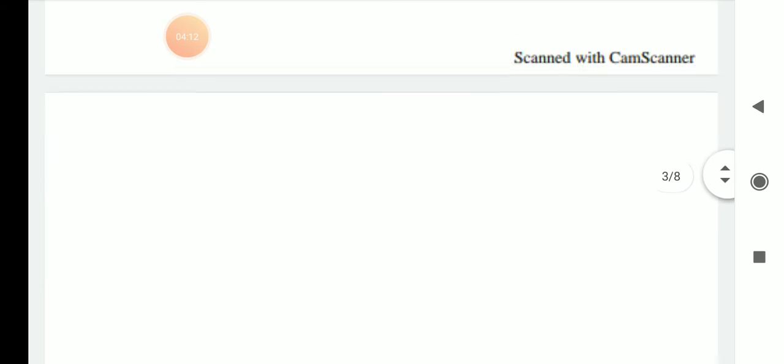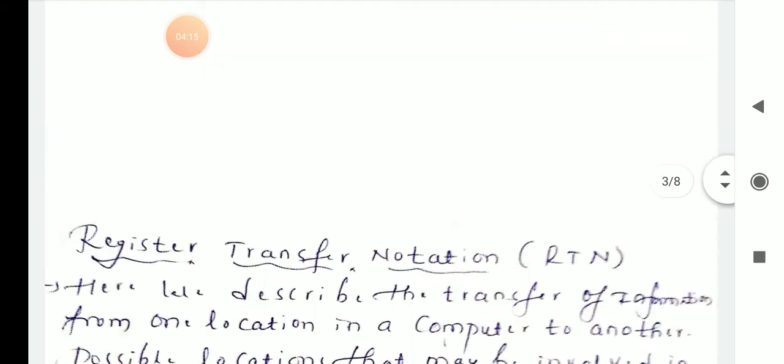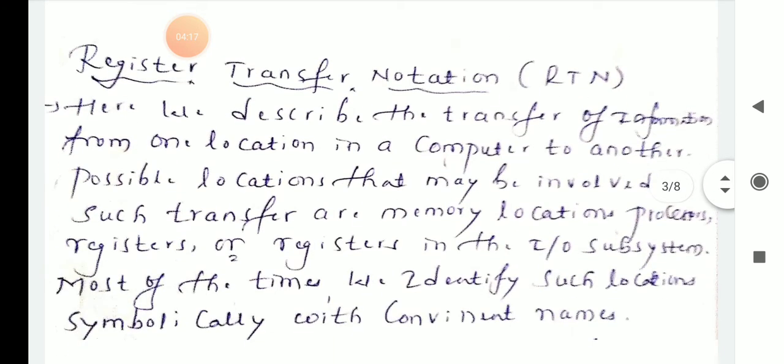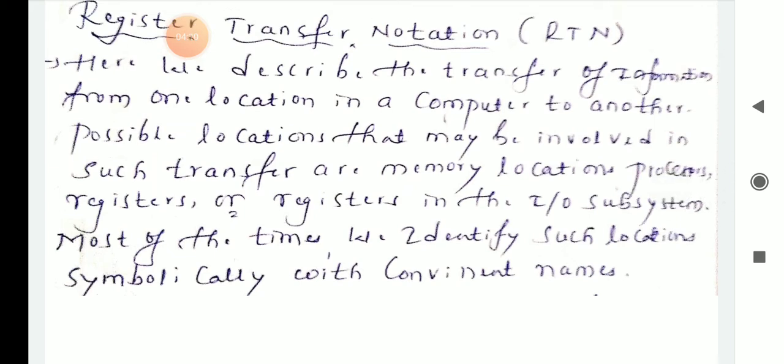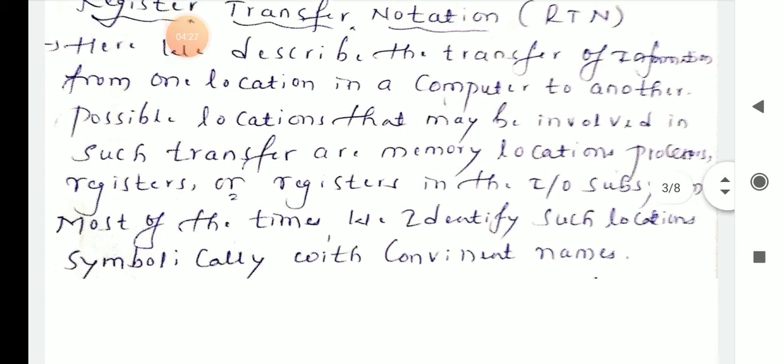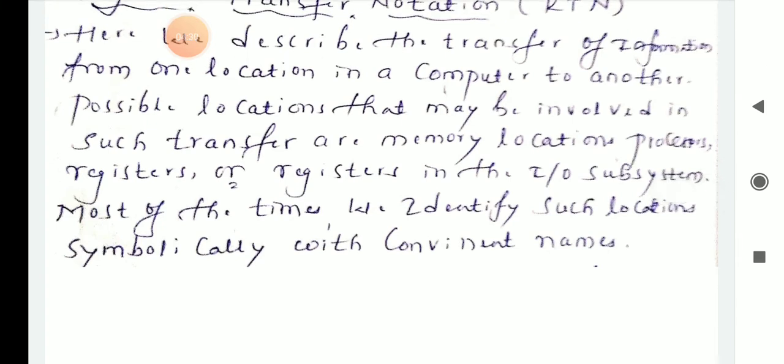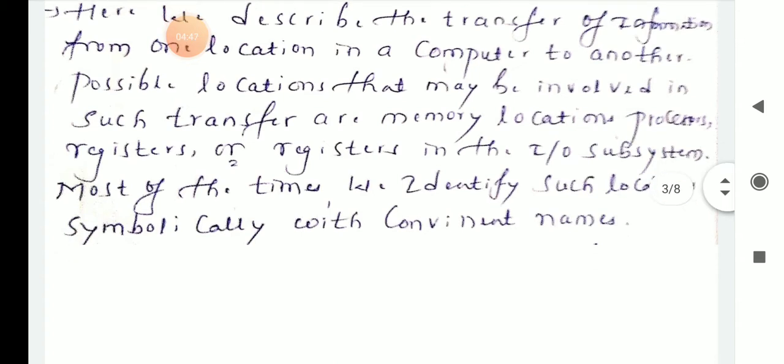Next we will move on to the register transfer notation, that is RTN. How do you transfer between registers using these notations? Here we describe the transfer of information from one location in a computer to another. Possible locations that may be involved in such transfers are memory locations, processor registers, or registers in the input output subsystem.